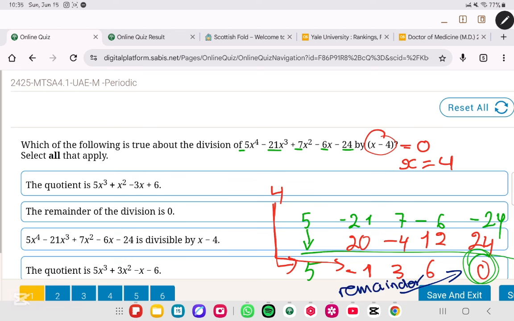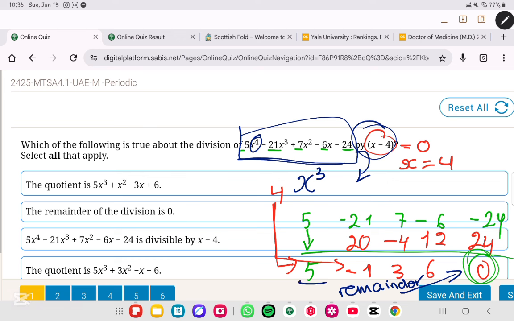It is the remainder. And if the remainder is 0, then we can say that this polynomial is divisible by x minus 4, for example. Now, how are we gonna put what is remaining? Just know that we started with x to the power of 4. So if we're dividing, then you're gonna be left with x to the power of 3. So the first digit, which in this case is 5, should be followed by x to the power of 3. So it's 5x to the power of 3.